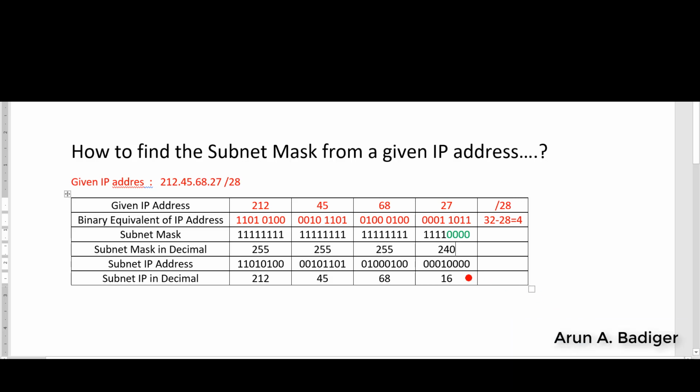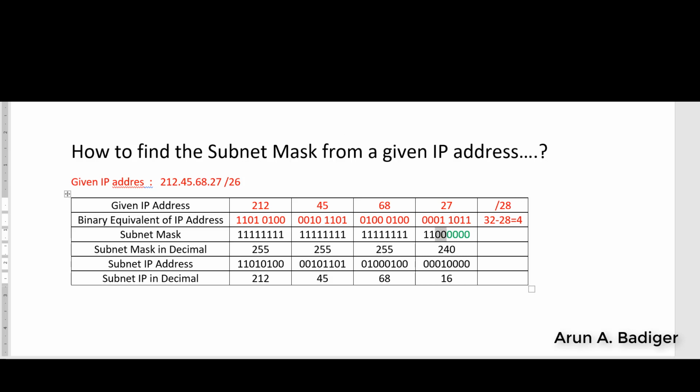The same problem I would like to change a bit. If instead of 28 I make it 26, what changes will happen? Now the mask bits will contain 26 ones followed by 6 zeros. So what changes will I make here? These two bits again will go to 0.